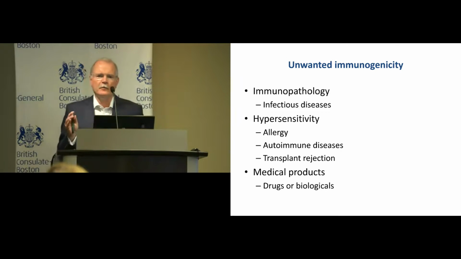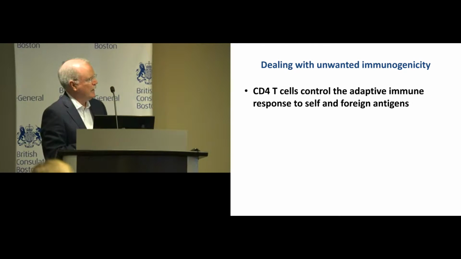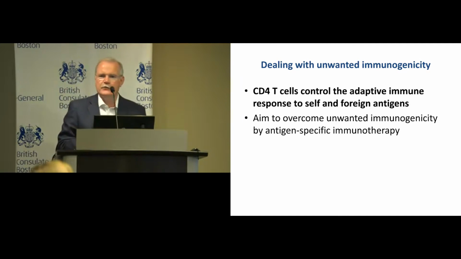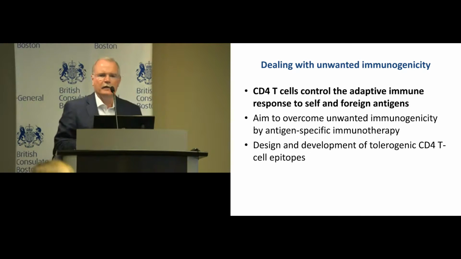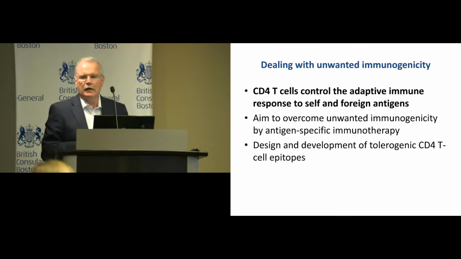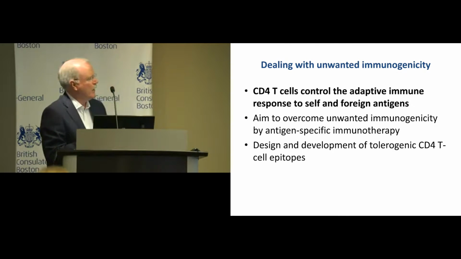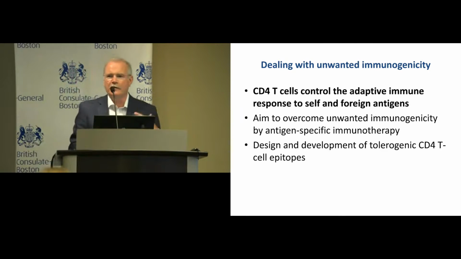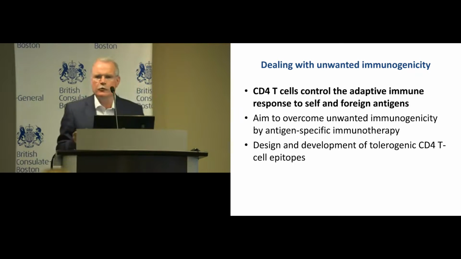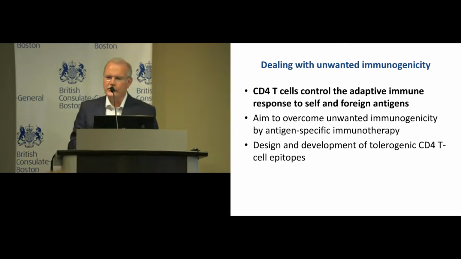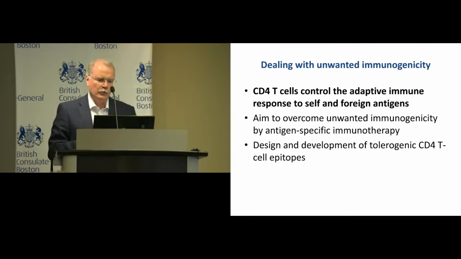So dealing with this, I think everybody in this room would accept completely that at the center of the adaptive immune system lie CD4 T-cells. CD4 T-cells control the adaptive immune response to both self and foreign antigens. And as such, our aim is to overcome unwanted immunogenicity by targeting specific CD4 T-cells with specific antigens, okay? And to do this, we design and develop tolerogenic CD4 T-cell epitopes and administer those in order to overcome the unwanted immunogenicity. Right?